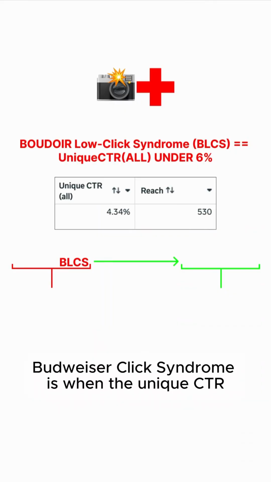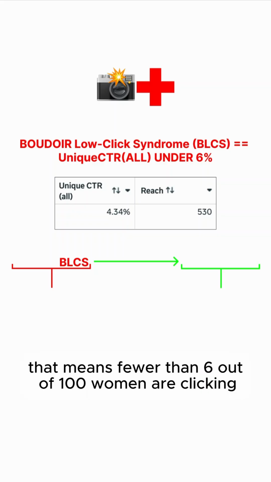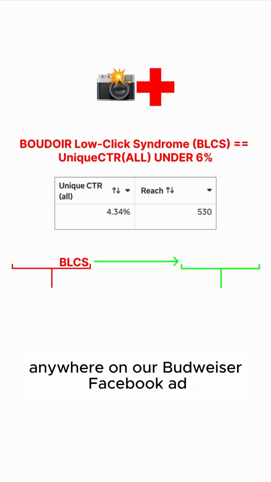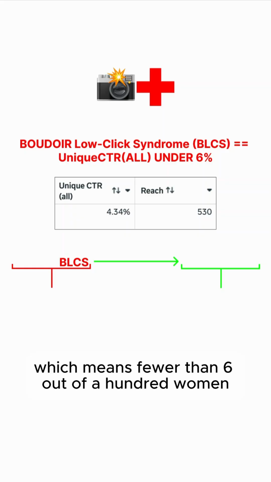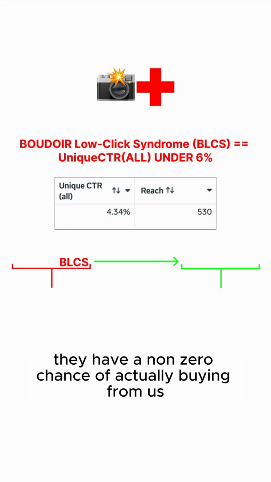So BLCS, Boudoir low click syndrome, is when the unique CTR of our Boudoir Facebook ad is under 6%. That means fewer than 6 out of 100 women are clicking anywhere on our Boudoir Facebook ad, which means fewer than 6 out of 100 women, our ad is actually entering their brain, which means fewer than 6 out of every 100 women we meet have a non-zero chance of actually buying from us.